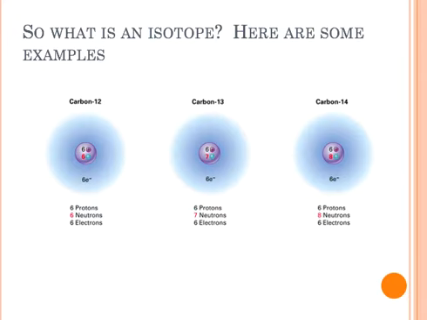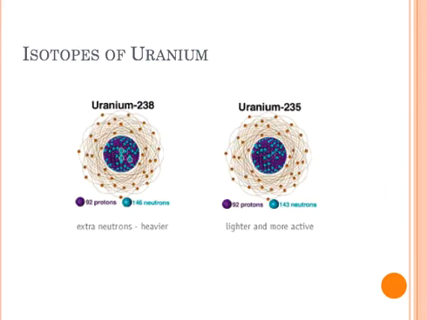Okay, let me give you another example. Here are two very important isotopes. This is an isotope of uranium-238 and an isotope of uranium-235. You can see they both have 92 protons, okay? But uranium-238 has more neutrons, as you can see. So these two numbers here, 92 and 143, add up to uranium-235.